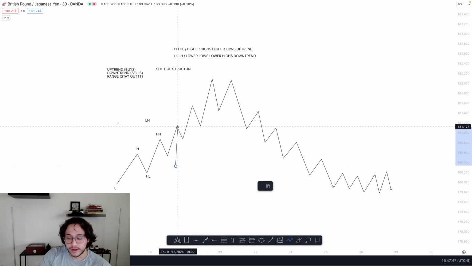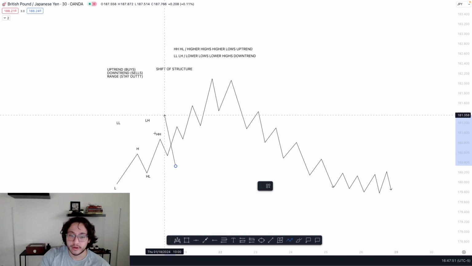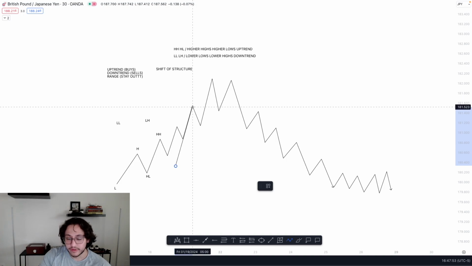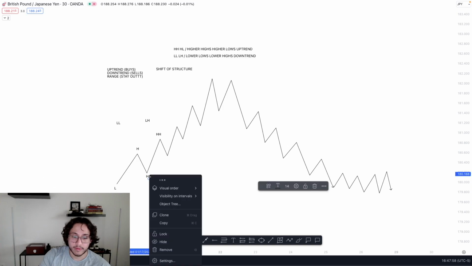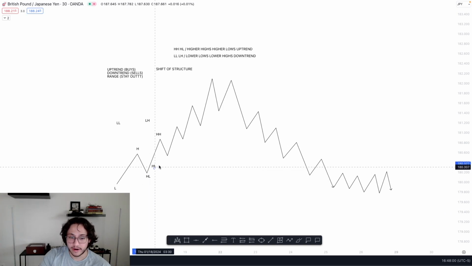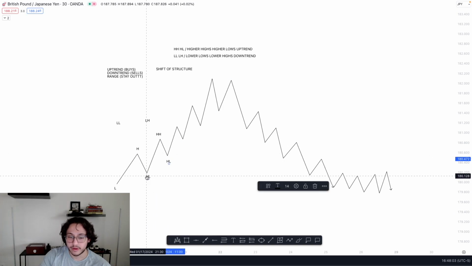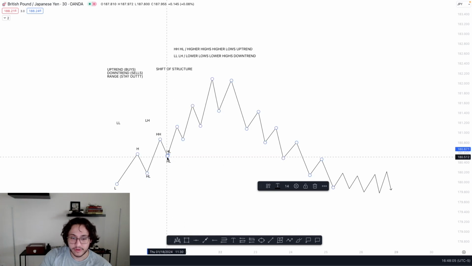So again, this one over here, same story, is going to be a higher high because this high is higher than the previous one. Same thing over here. This is a higher high because this high is higher than the previous one. And then obviously down here, we are still creating these higher lows because these lows are higher than the other one, right? So it's very, very easy to understand this.